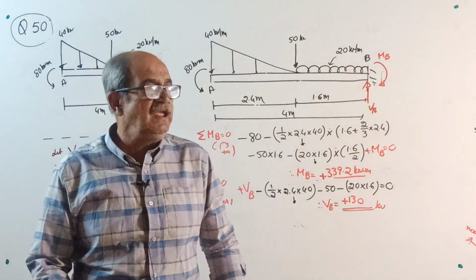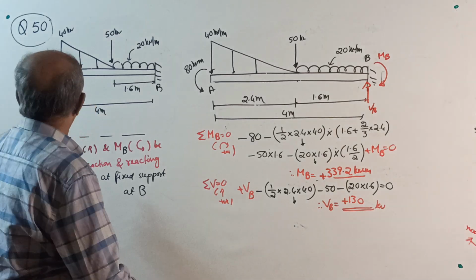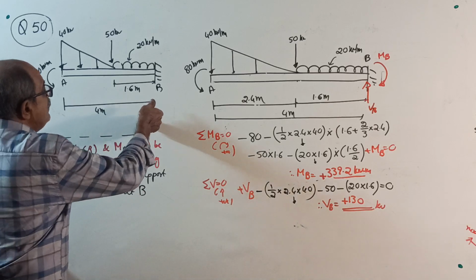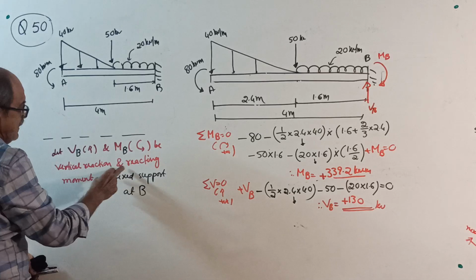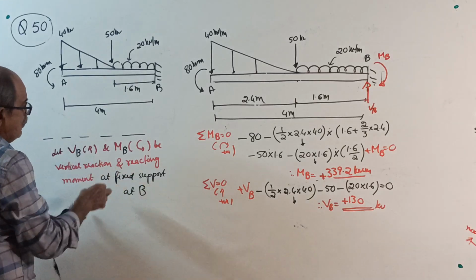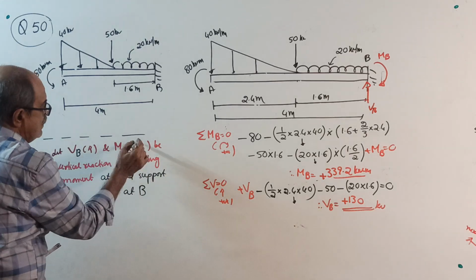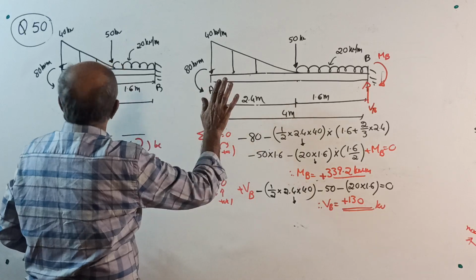Next question 50: for the beam shown in the figure, find the reactions. Now the right side is fixed, be careful. VB we will take upwards, this will create anti-clockwise, so we will take MB clockwise, all explained for you. Put a neat sketch here, everything is clear.